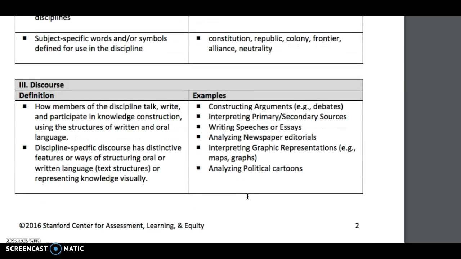Number 3 is discourse. This is how members of the discipline talk, write, and participate in knowledge construction using the structures of written and oral language. So this is any of the academic writing or academic conversations that are used in the classroom. If you're having students debate or anything, that would be considered academic discourse.